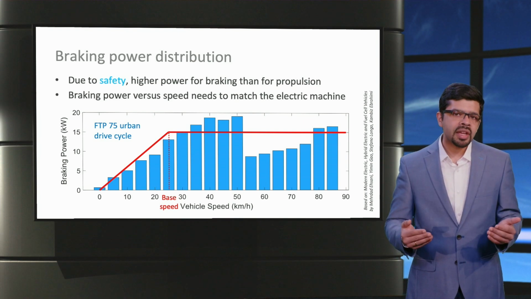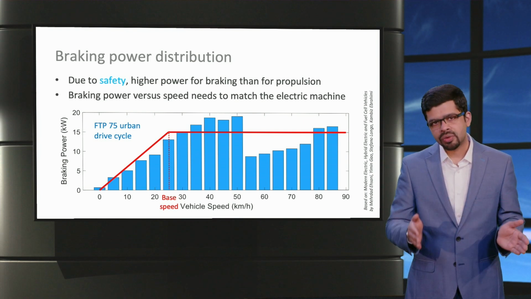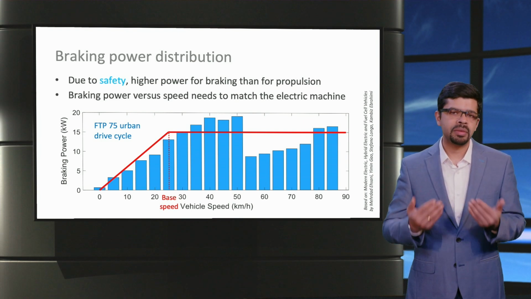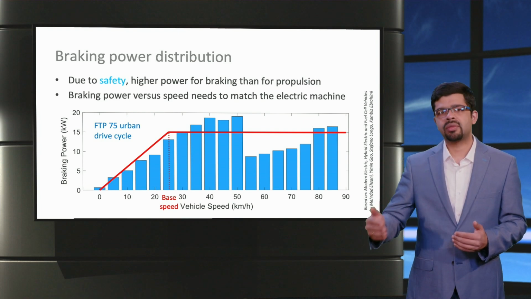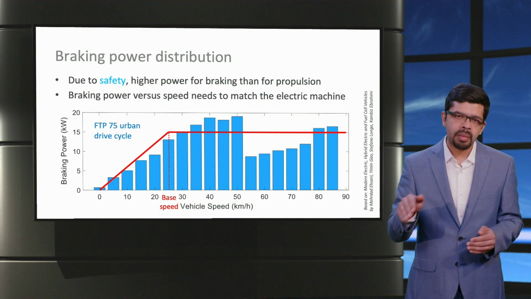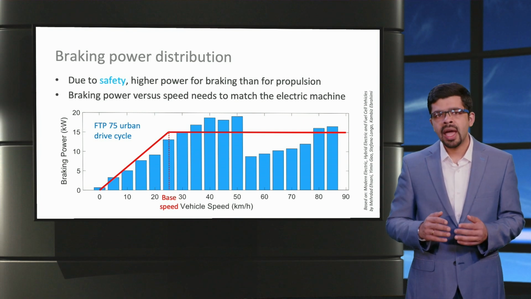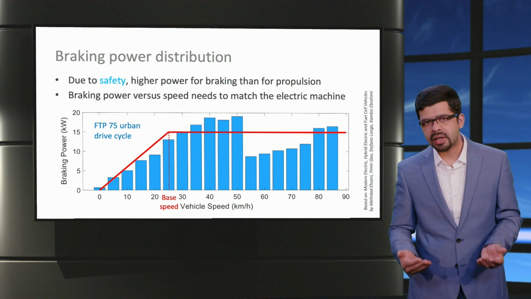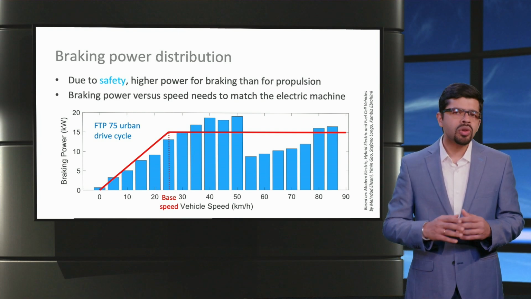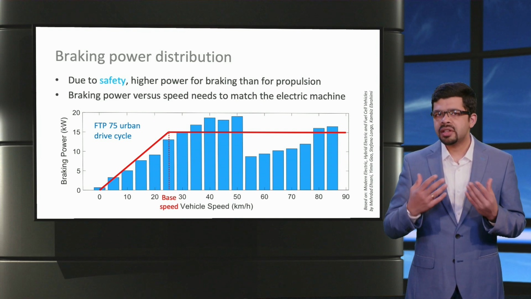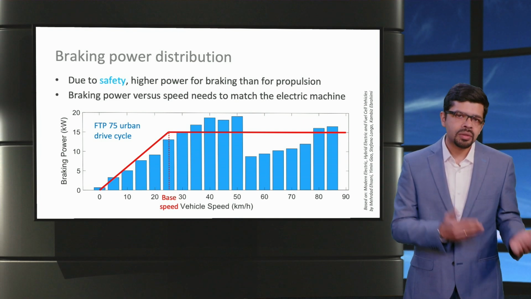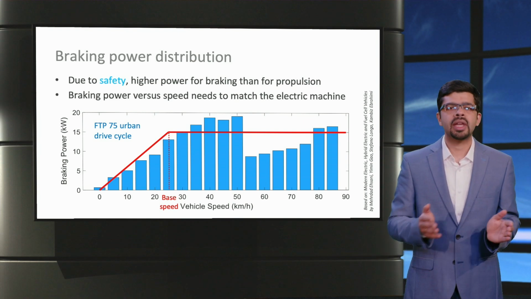The graph shows an example of the braking power distribution versus vehicle speed for the FTP 75 urban driving cycle compared to the power speed characteristics of an electric machine shown by the red line. Hence, depending on the machine's power rating and its base speed, not all the braking power can actually be recovered. So, regenerative braking systems are always used in combination with a mechanical braking system.